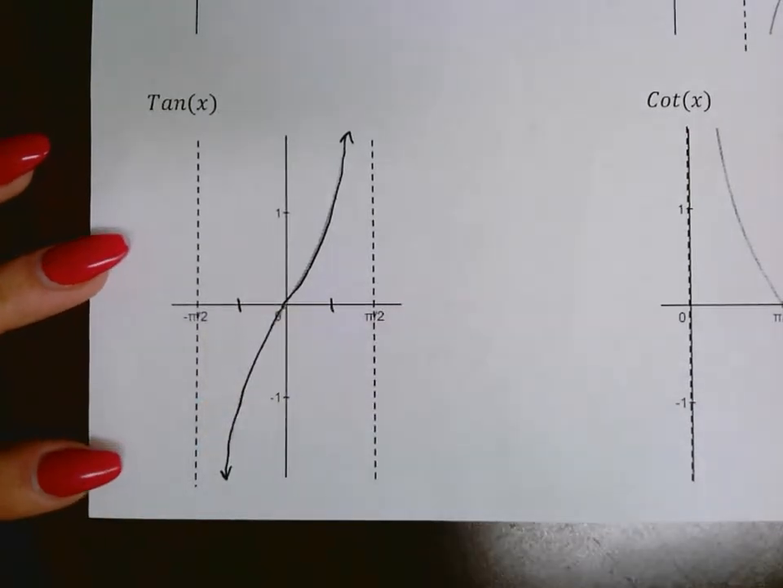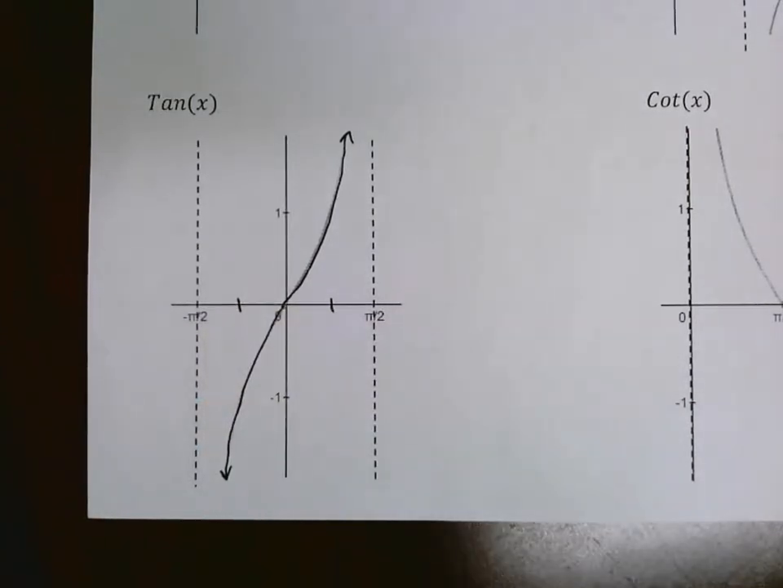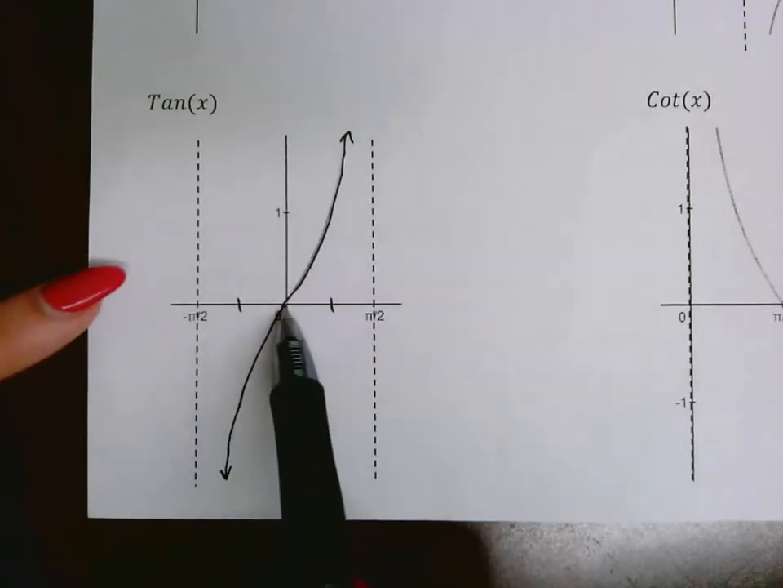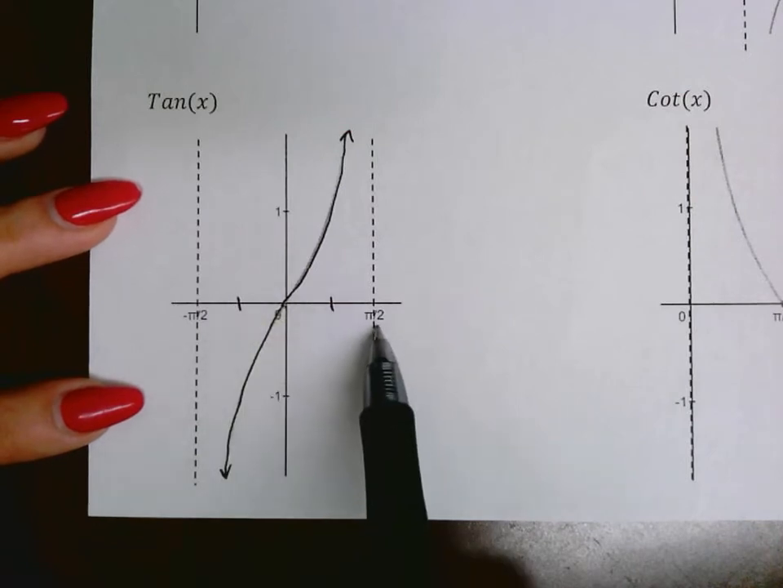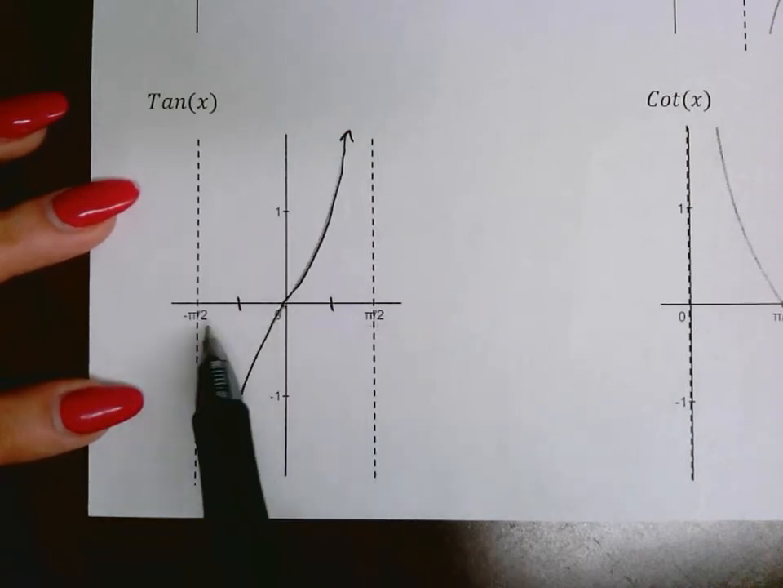Okay? Very important to know about tangent and its reciprocal, which is cotangent. Instead of having a cycle of 2 pi, tangent and cotangent have a cycle of a single pi. Okay? So, a single pi, if I start in the middle, half of a single pi would be pi over 2 to the right and pi over 2 to the left. Does that make sense why those numbers are there?